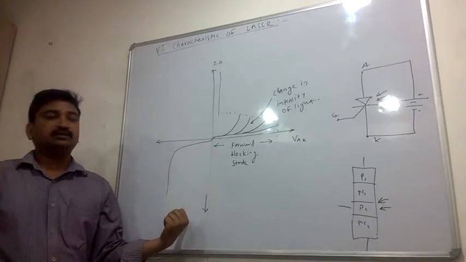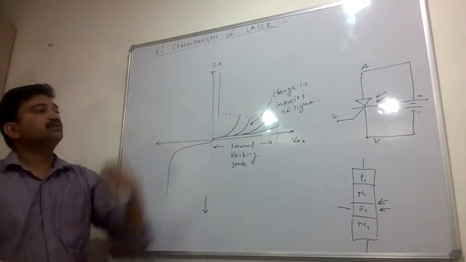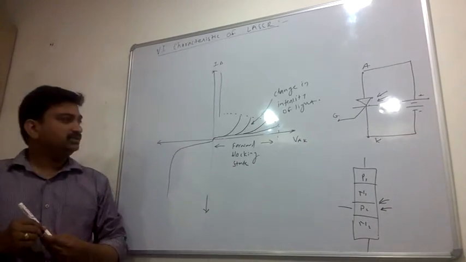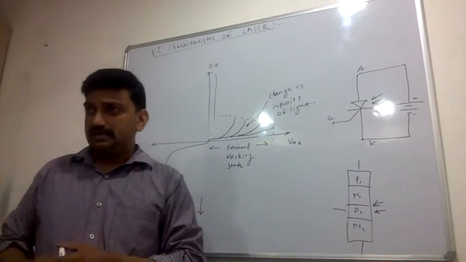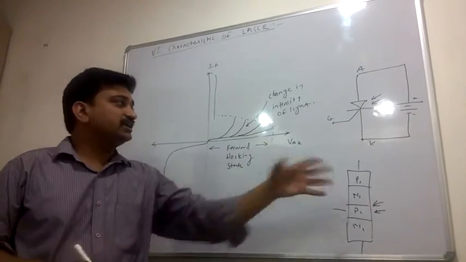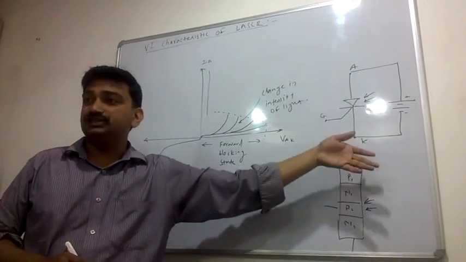These are the characteristics of the light activated SCR. The characteristics are the same as those of a normal SCR. Instead of gate current, we change the intensity of light.